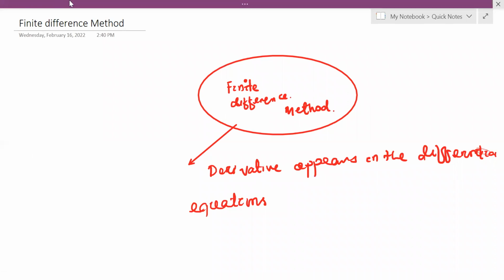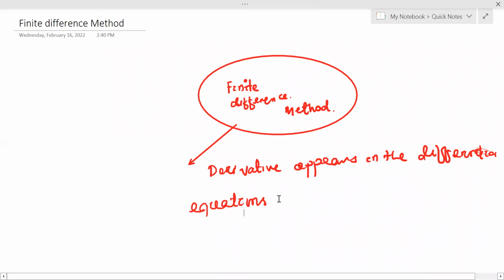Only the conditions in the boundary conditions. A differential equation means it is represented as dy by dx, d square y by dx square. This is the procedure you have to follow. The finite difference method basically deals with derivatives appearing in the differential equations.